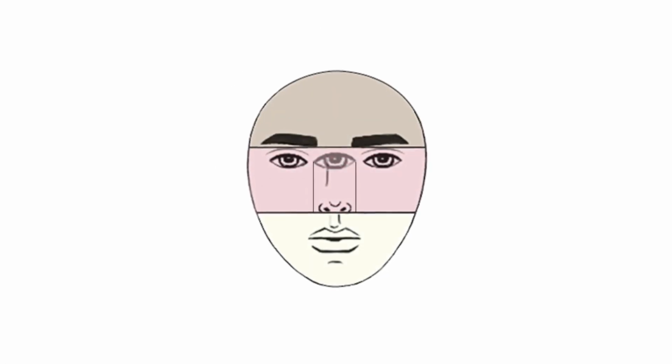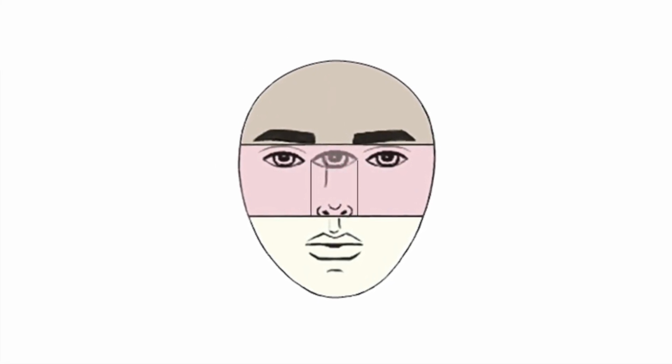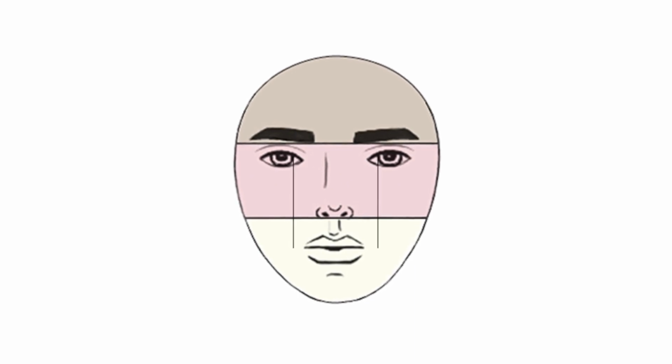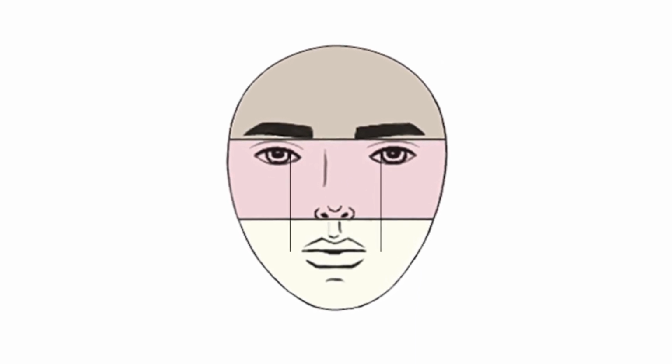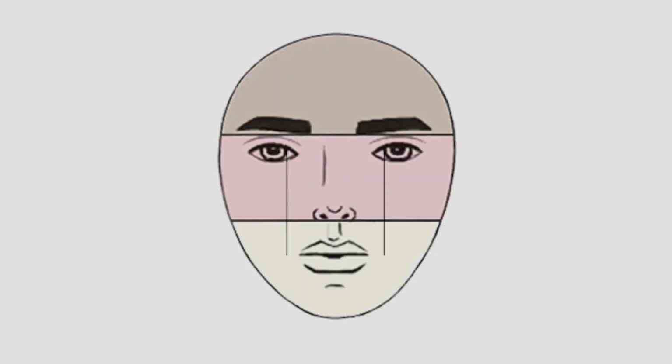Your nostrils should be about the same width as the length of one eye, and your lips should be no wider than the spacing from the inner corner of one of your eye's irises to the other.